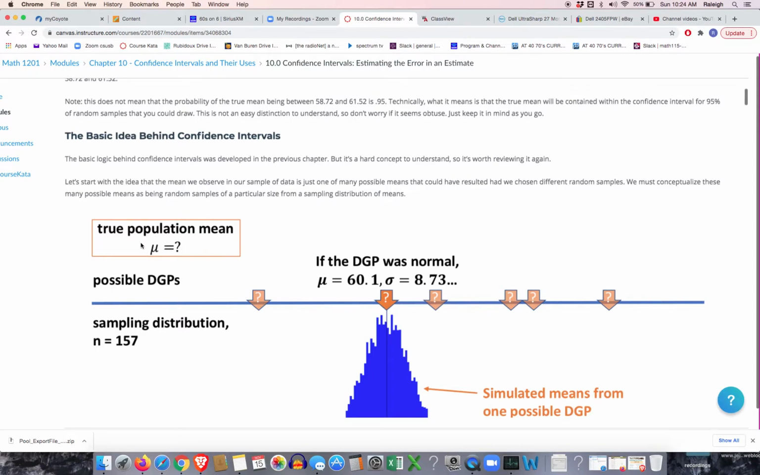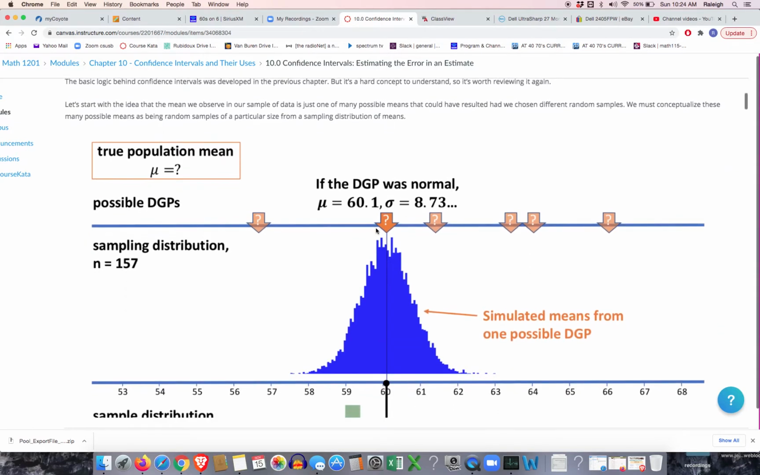Okay, we have this idea of the true population mean. That's the Greek letter mu. It's a little m in Greek. We don't know what it is exactly, but it's out there somewhere. If you got the entire population, you'd eventually find it. Big samples tend to pin it down pretty well too.